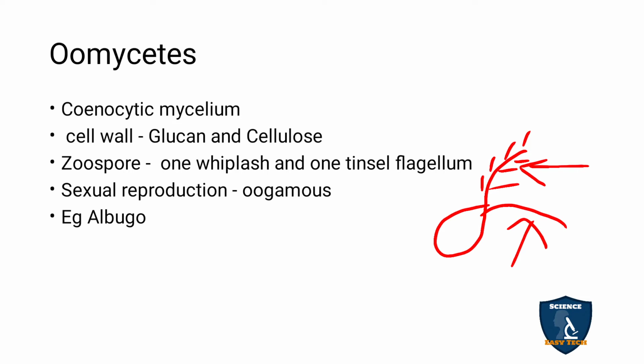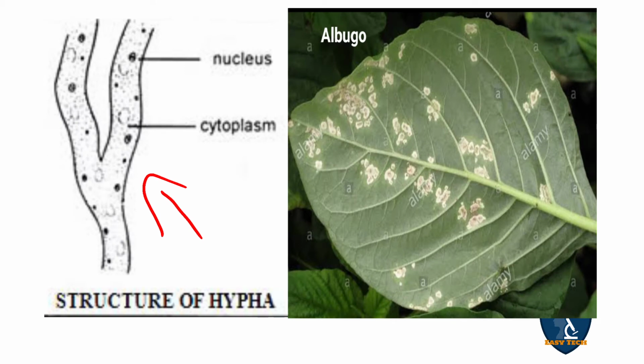Sexual reproduction is oogamous type. Oogamy means the gametes are morphologically and physiologically different. Both the gametes are different. Antheridium and oogonium are seen. That type of sexual reproduction is called oogamous type. Example, Albugo.